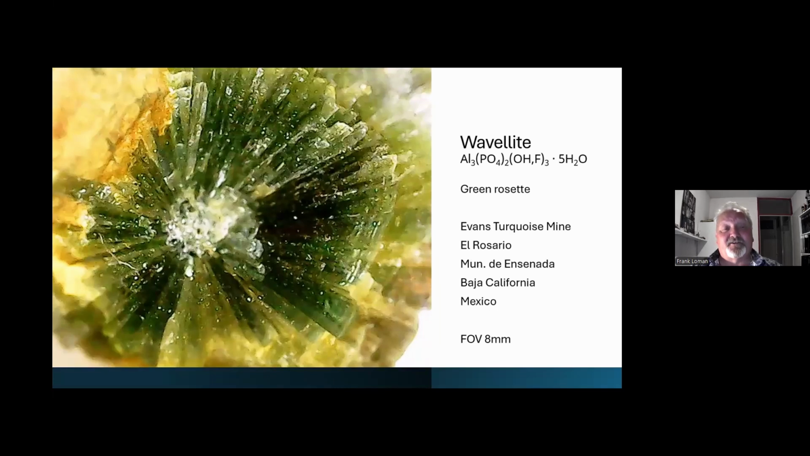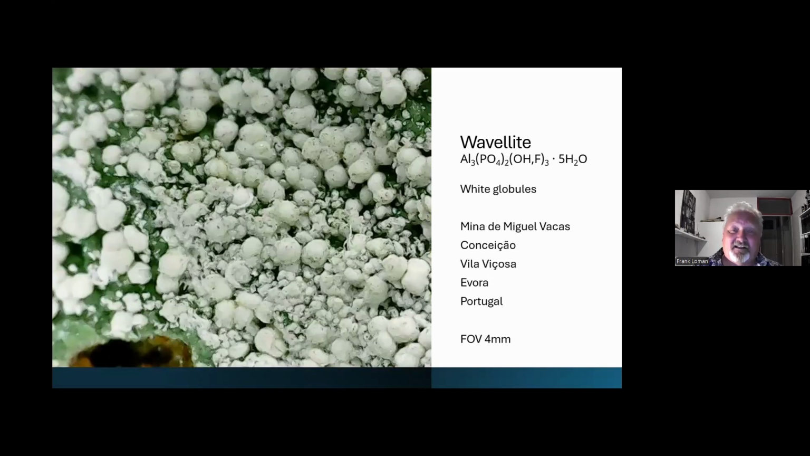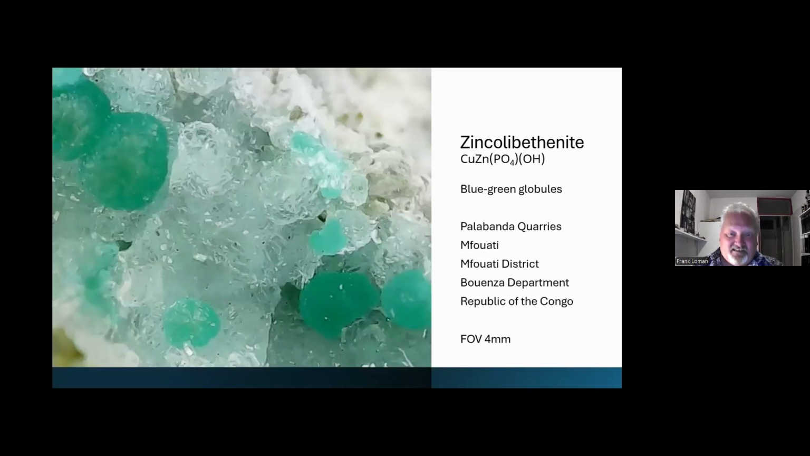A classic picture of wavellite, a green radiating rosette from the Evans turquoise mine, Baja California in Mexico. This is a textbook wavellite. But wavellite can also look like this. White globules from the Miguel Vacas mine in Évora in Portugal. And the last of the showing minerals is the blue-green globules of zincolibethenite from the Palabanda quarries in the Republic of the Congo.